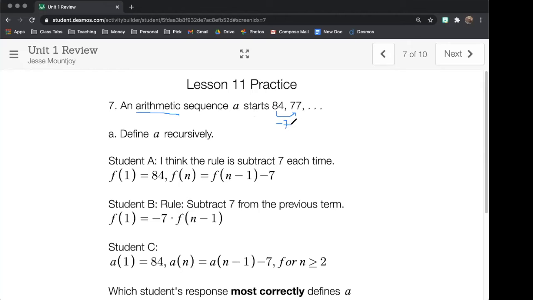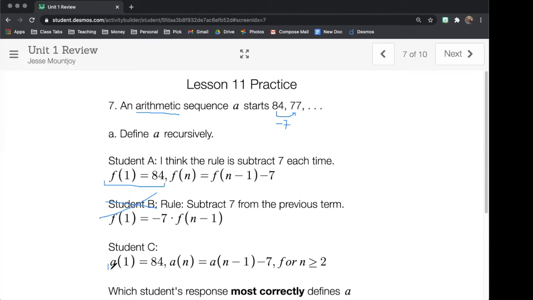So the rule is subtract 7 each time. Define the function a recursively. So I need to have the starting place. So f of 1 equals 84. This one has it. Student A did a good job there. Student B again left it off. Oh, they forgot the starting term. So nope, that's not good.